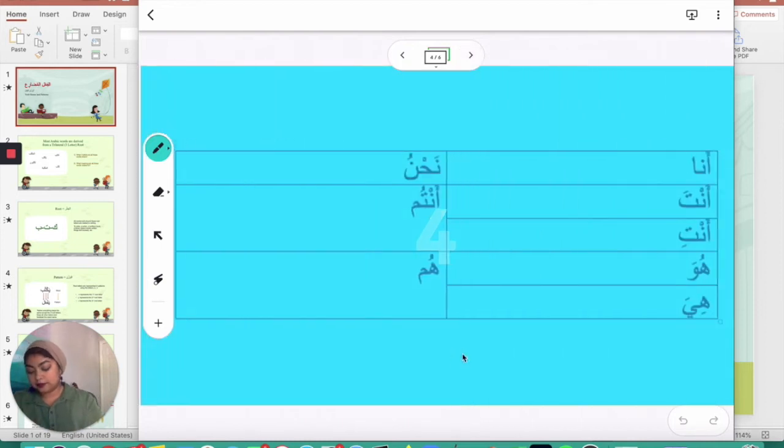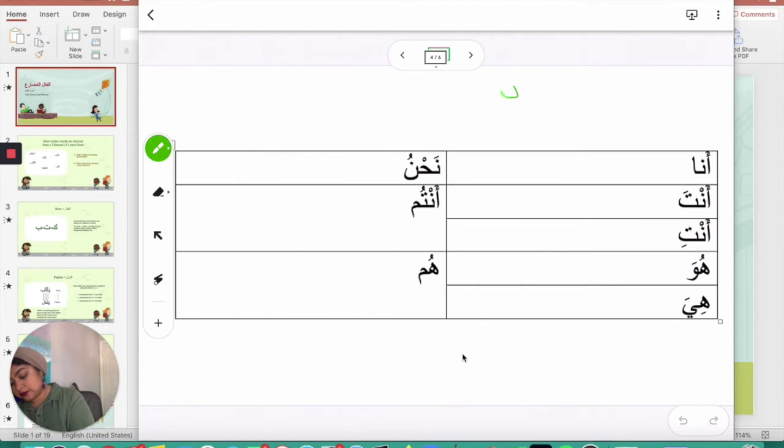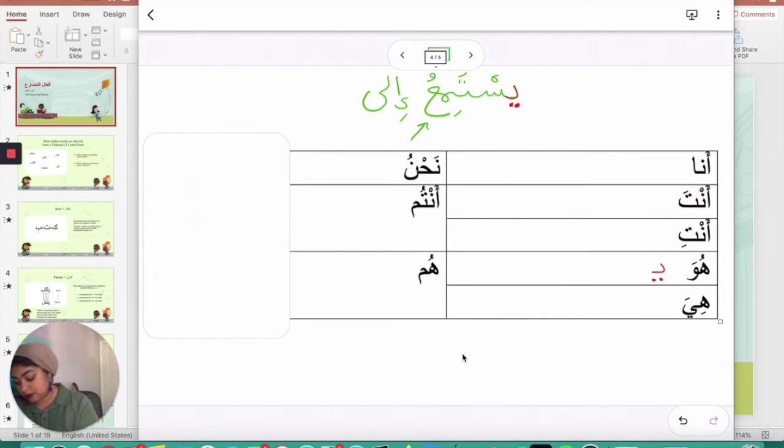Okay, let's do another one. Let's do another one of the long ones. يستمع إلى. All of these verbs end, the last letter ends with a dhamma, but if you want to pronounce it with the sukun, you can do that too. You don't have to pronounce it, you can stop on يستمع إلى. You could say it like that. So in يستمع إلى, the ya here is for right here. هو. It's the هو form.